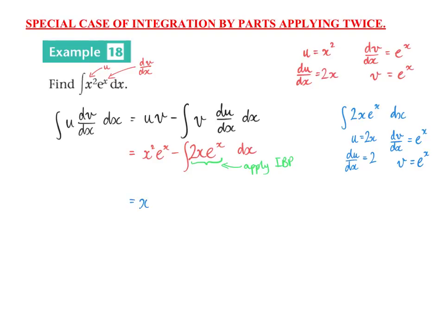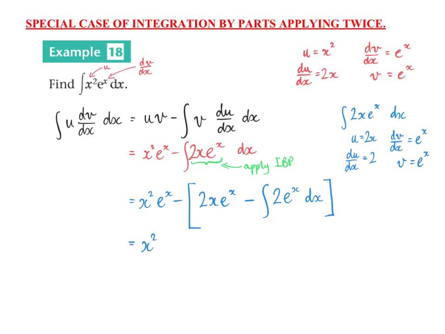So if we take the original, x squared e to the x minus, and then I'm going to apply by parts on here, so it's u times v, so that's changed to 2x e to the x, minus, now the integral is going to be simpler again, and that's going to be v times du by dx from the blue part. So v is e to the x, so it's going to become 2e to the x dx. And you can see there, that's quite a bit simpler.